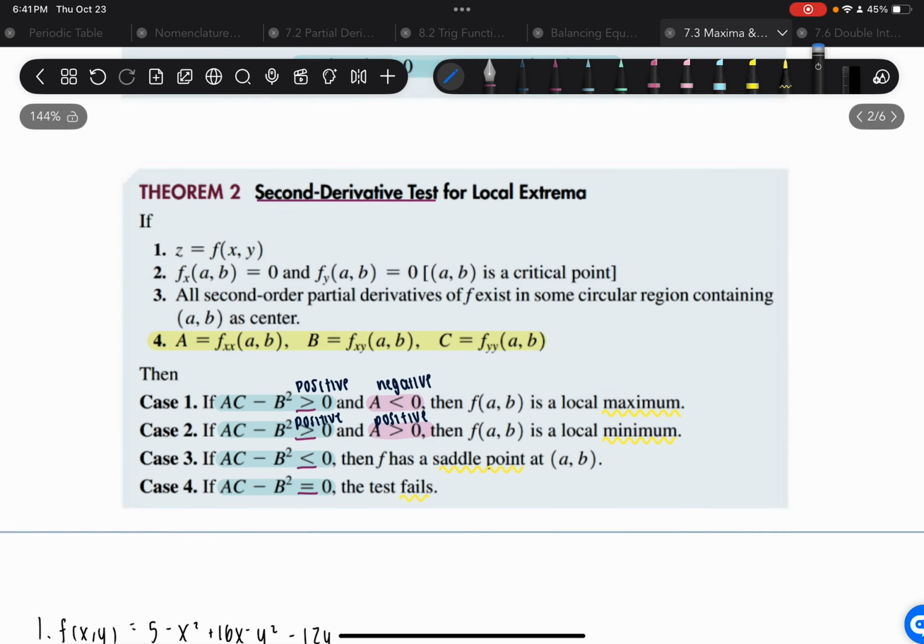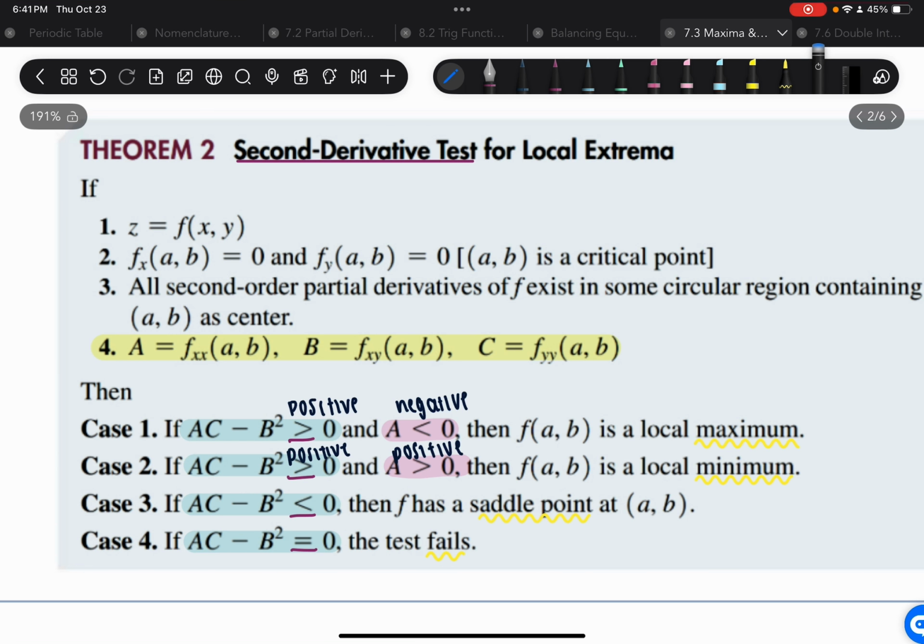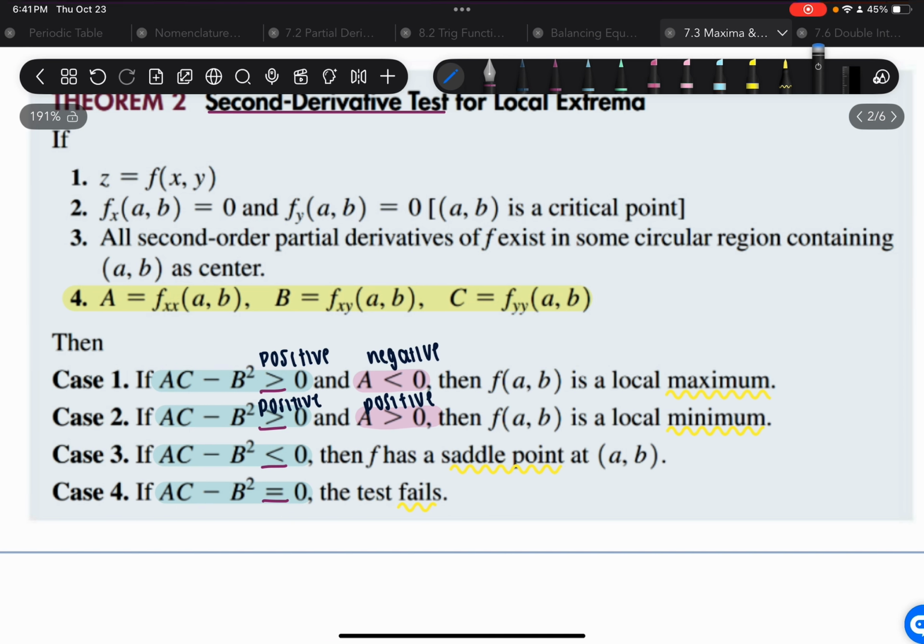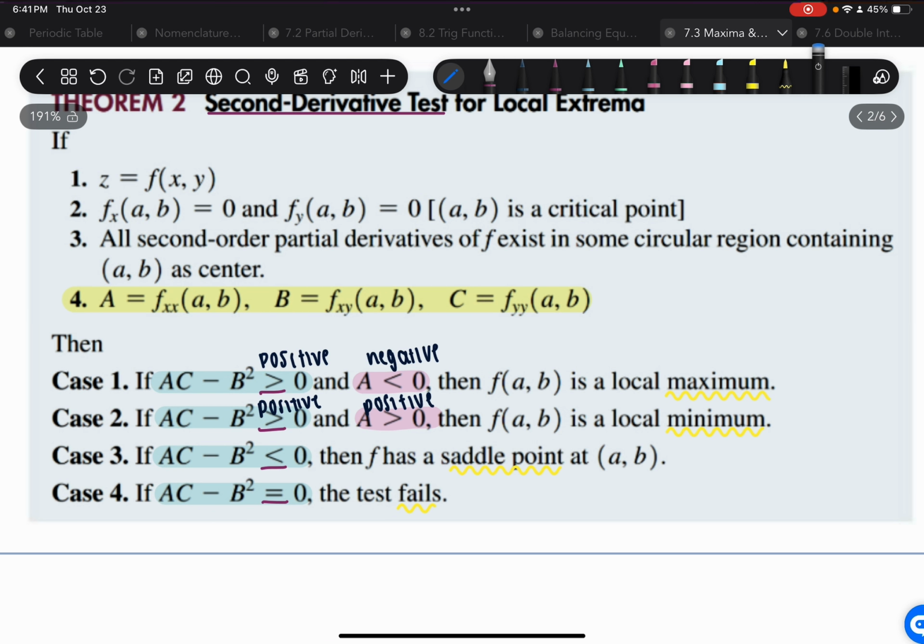Okay, this is our second derivative test for the local extrema. This is where partial derivatives are going to come in handy because we're going to need to find our f of xx, f of xy, and f of yy. Those are going to be our a, b, and c values, which we plug into this formula, ac minus b squared. The information we get from the formula is going to tell us if we have a maxima, minima, or saddle point, or if the test fails.